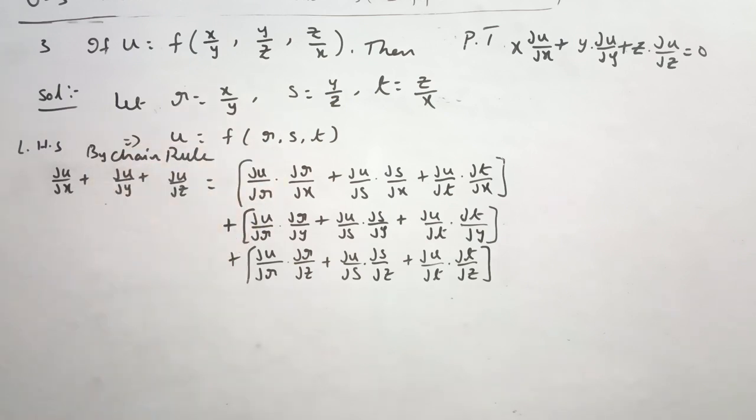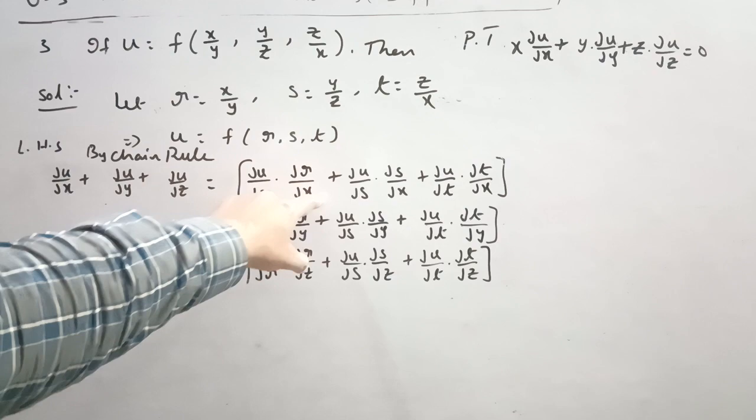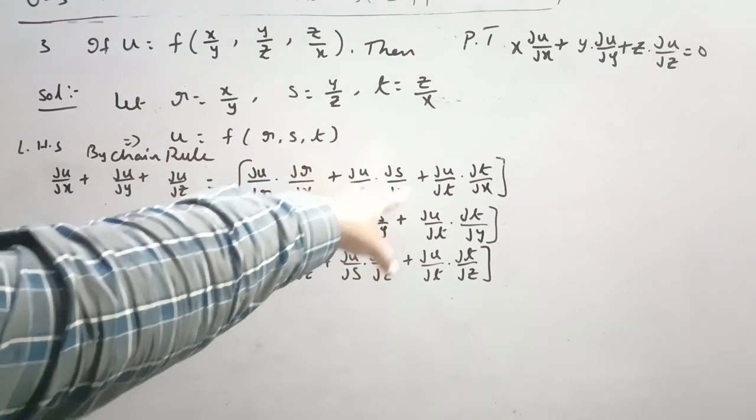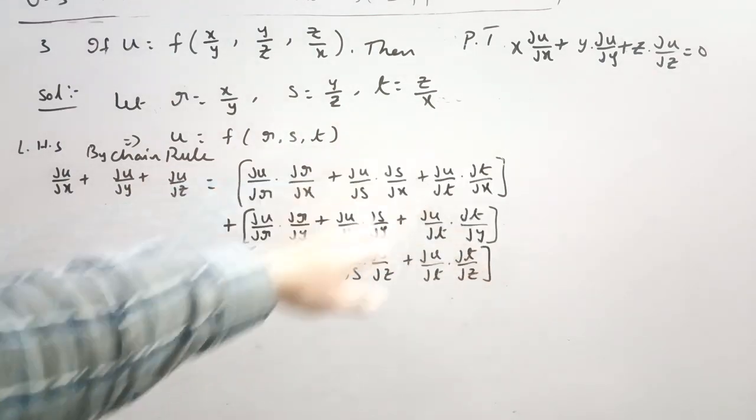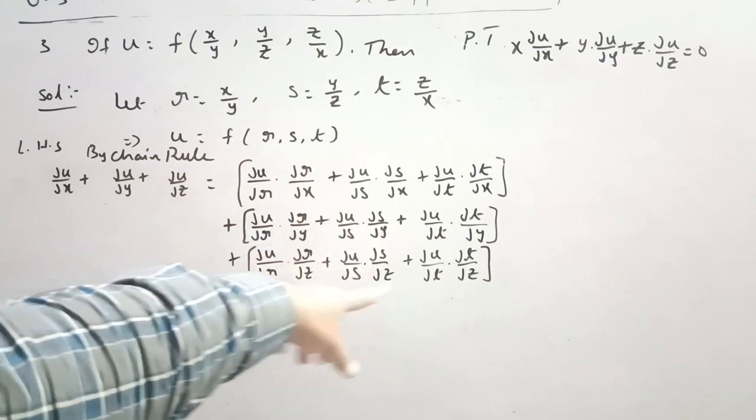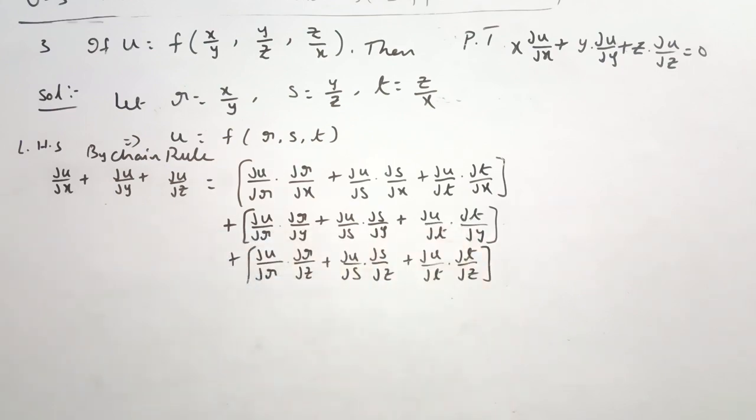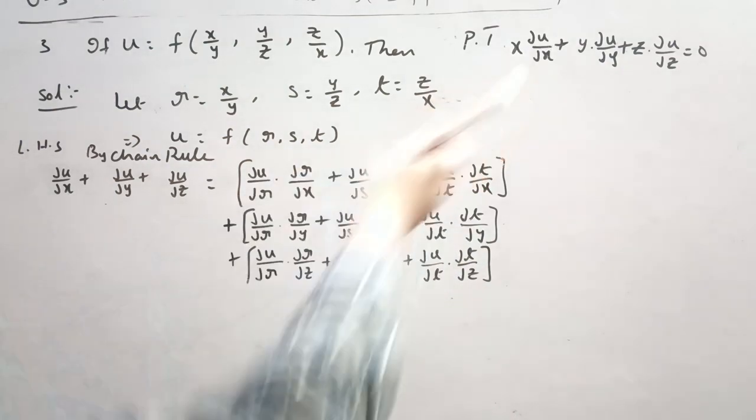If you want, you can write it. So by chain rule, ∂u/∂x = ∂u/∂r · ∂r/∂x + ∂u/∂s · ∂s/∂x + ∂u/∂t · ∂t/∂x. Similarly for y, similarly with respect to z, correct? Now here what he's asking is x · ∂u/∂x.